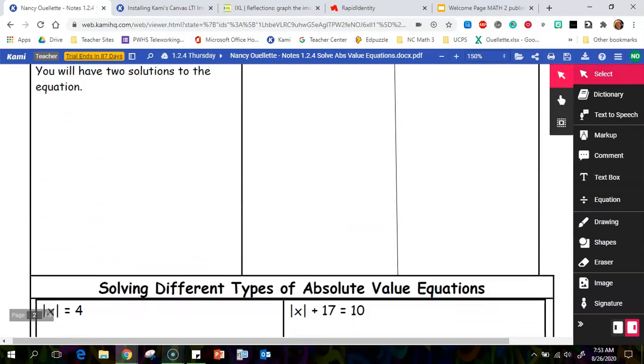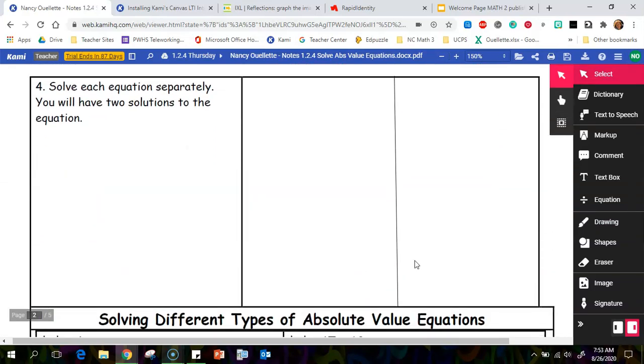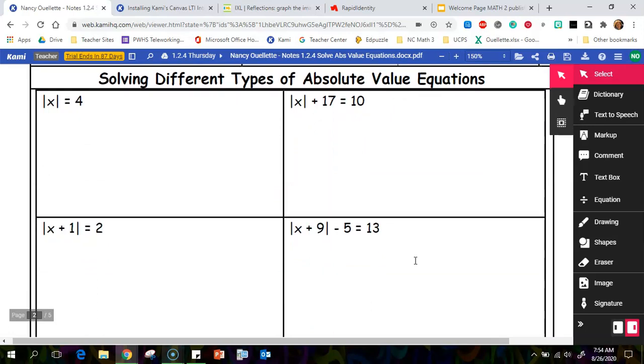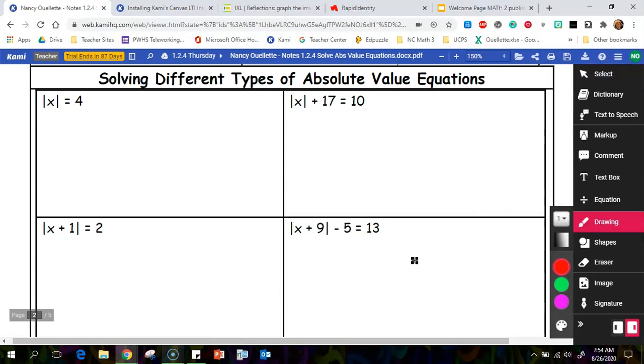Let's work another one. So I'll give you some more examples. That was just part of the steps, so we're going to skip that. All right, so let's look at these examples. Okay, so the first one, the absolute value is already isolated. So all I have to do is set this up: x equals 4 or x equals -4, and that's it. That's the answer, okay? On this one, the absolute value has not been isolated yet. I need to get that right there by itself. So what I'm going to do is subtract 17 from both sides.